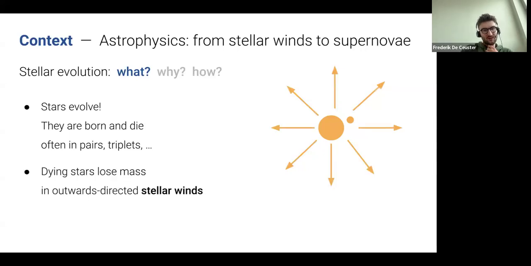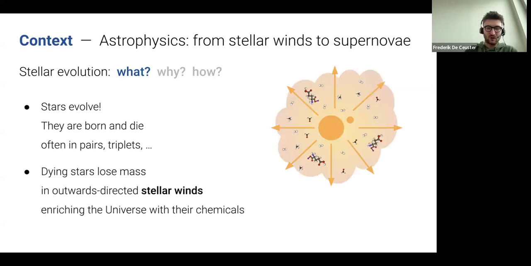Another thing you need to know is that at the end of their lives, these dying stars will lose mass in outward directed stellar winds, as we call them. So there are winds of material departing from the surfaces of these stars, and by doing so, they enrich the universe with all their chemicals. These stellar winds are quite unique in the sense that most of the universe is quite empty and hostile to chemistry. But in these stellar winds, you have about the right density, and you're shielded enough from radiation that a lot of interesting chemistry can happen there. So it's interesting to see how chemistry comes about there.